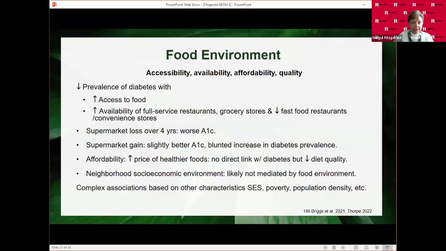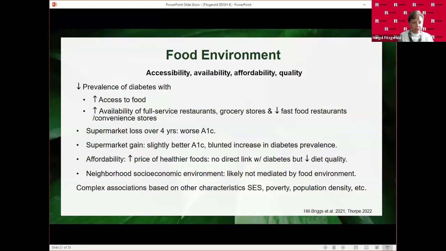Talking about environment, we cannot skip over food environment, of course. The prevalence of diabetes goes down as access to food and availability of full service restaurants, grocery stores increase, and the number of fast food restaurants and convenience stores that we see in the environment decreases. So there is that reverse relationship. As the food environment looks better, the prevalence of diabetes also goes down.